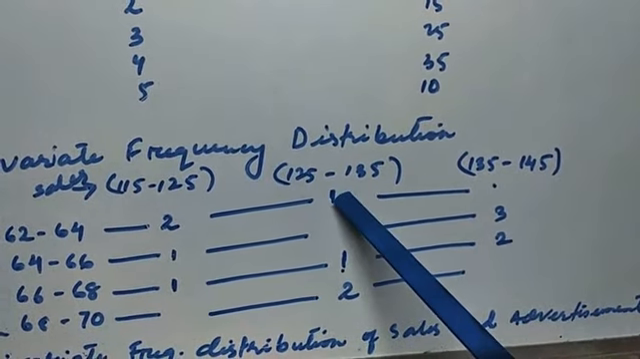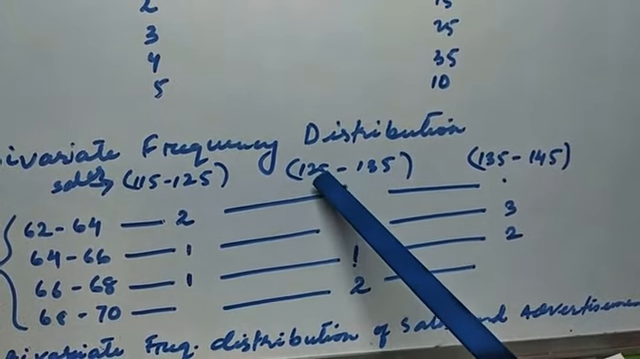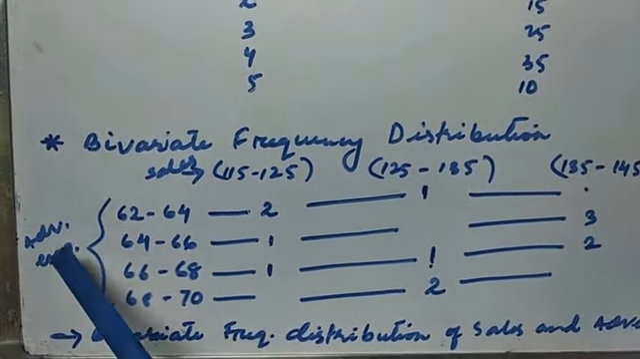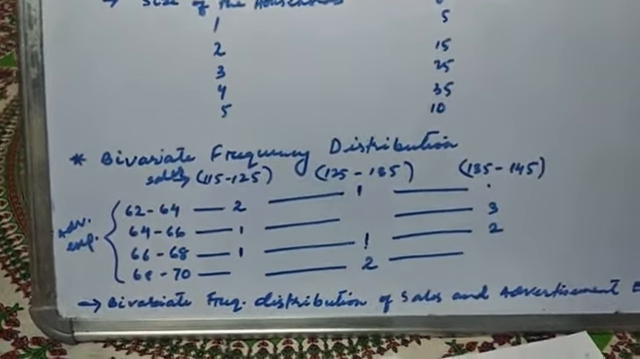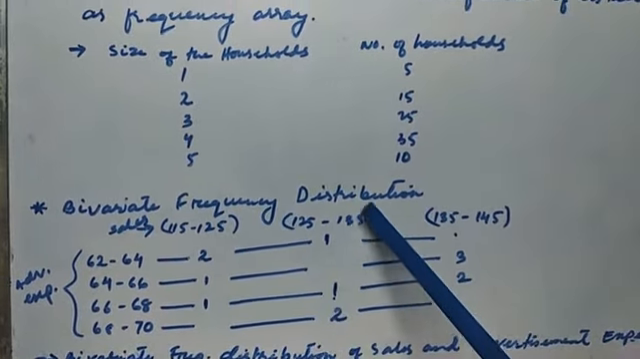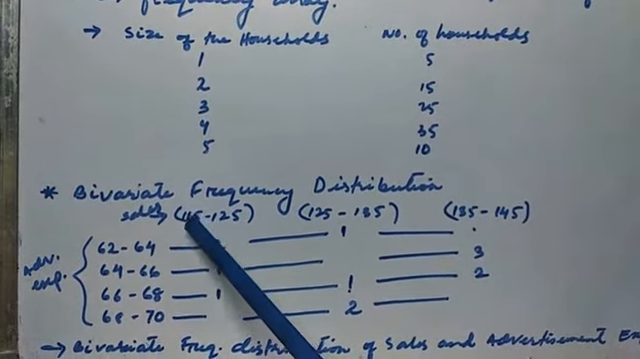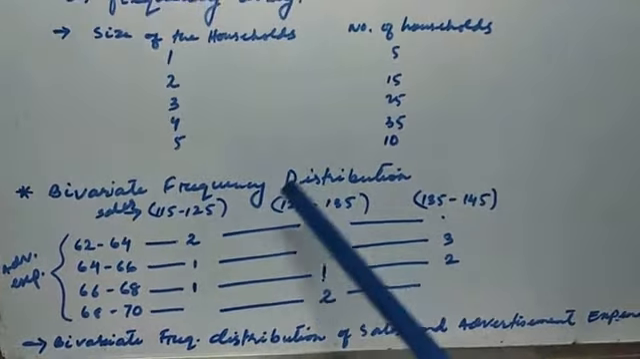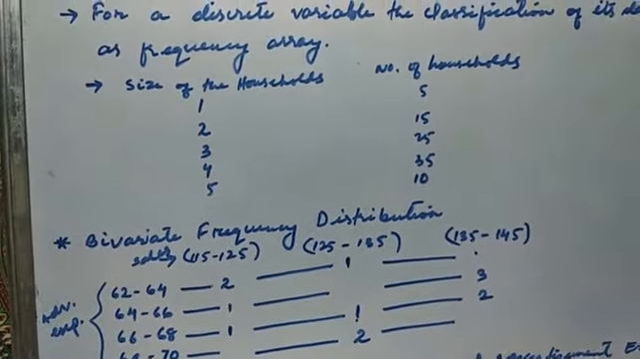And again, there is one firm or company which is selling 125 to 135 lakhs, spending 62 to 64 lakhs on advertisement expenditure. As I have mentioned, these frequencies are for both the sales variable and the advertisement expenditure variable. So a bivariate frequency distribution is a frequency distribution for two variables.